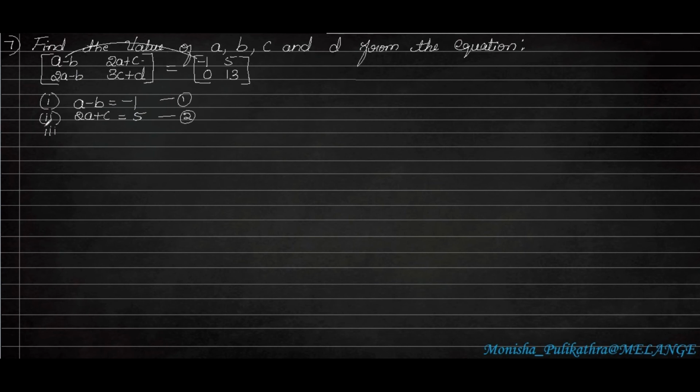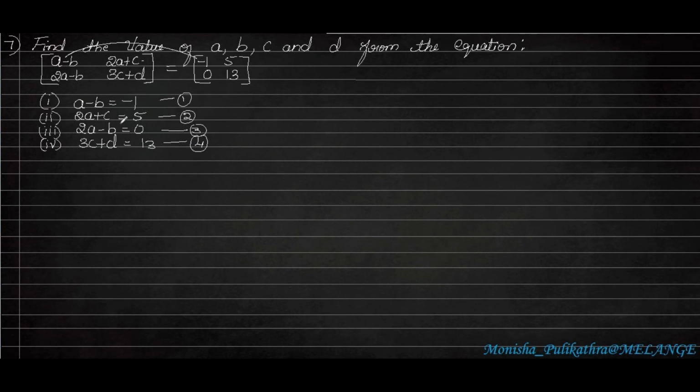And the third one, 2a minus b is equal to 0. Let this be equation 3. And the fourth one, 3c plus d is equal to 13. Let this be equation 4. So now we don't know the values of any of the letters: a, b, c, any of them.